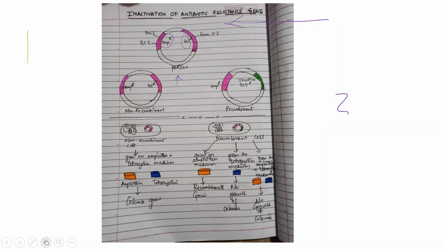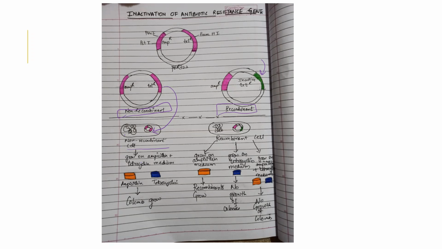So here we have tetracycline resistance and ampicillin resistance. This is referred to as a non-recombinant, because the tetracycline resistance gene is intact. In this case, we are considering it a recombinant because the foreign DNA has been inserted in the tetracycline region. That is why the tetracycline resistance is inactive. Now, this is a non-recombinant cell, where we have the chromosomal DNA as well as this particular plasmid. Here the tetracycline resistance gene is present as well as the ampicillin resistance gene.